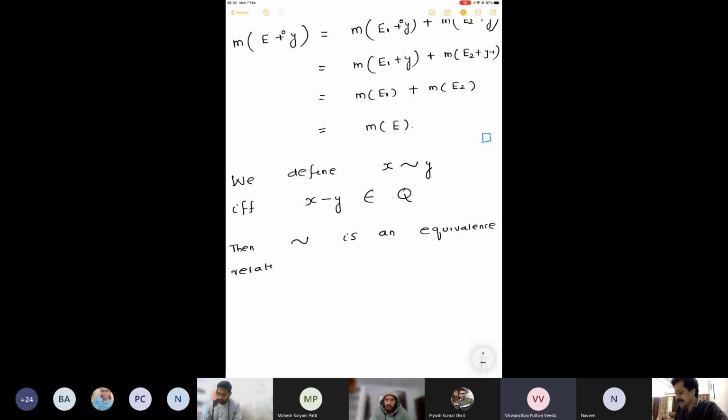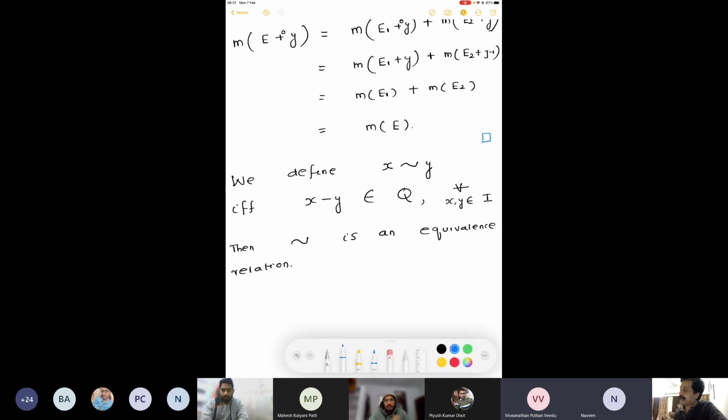So I am defining this relation on I. We define x related to y if and only if x minus y is in Q, for every x and y in the interval we started with, namely [0, 1). So on I we have an equivalence relation. And what is the fundamental thing about an equivalence relation? The partition. We will get equivalence classes, and equivalence classes form a partition.